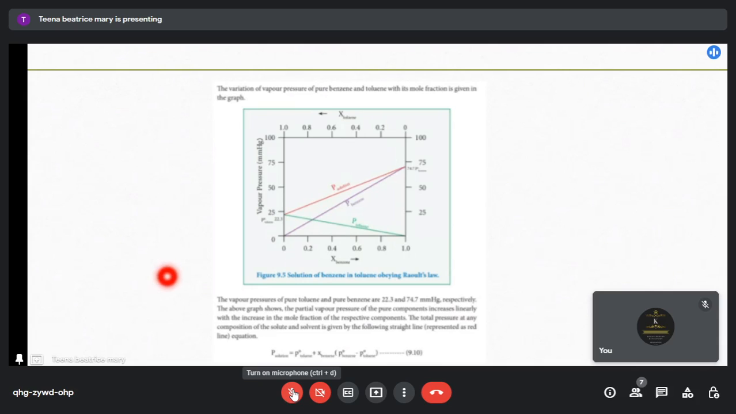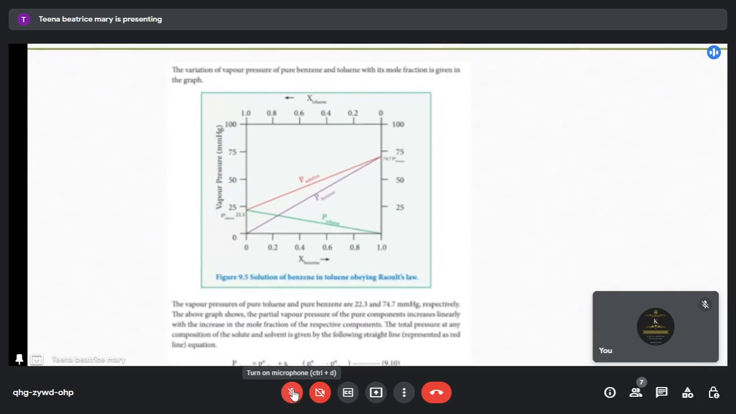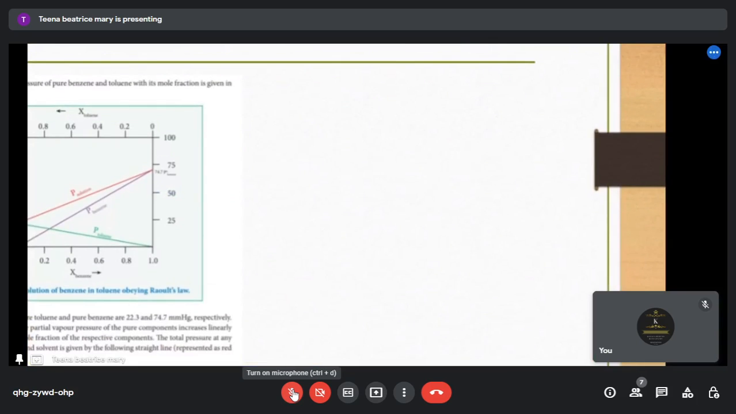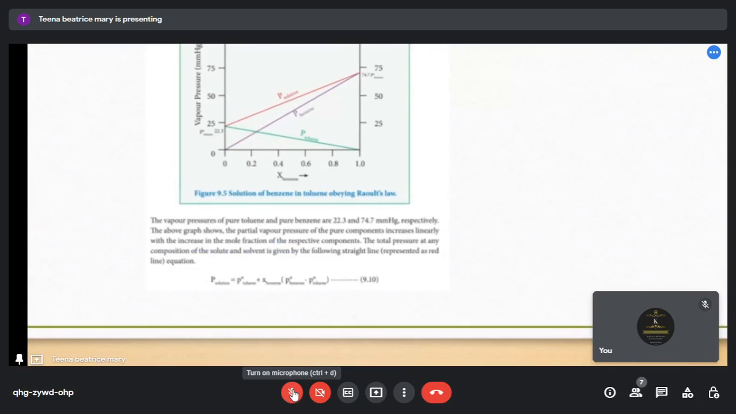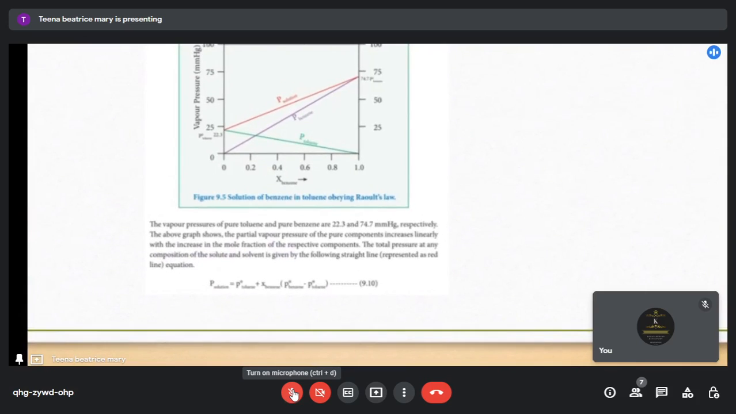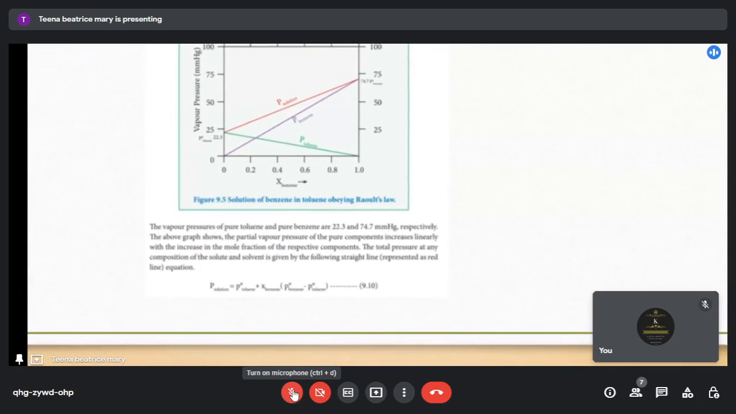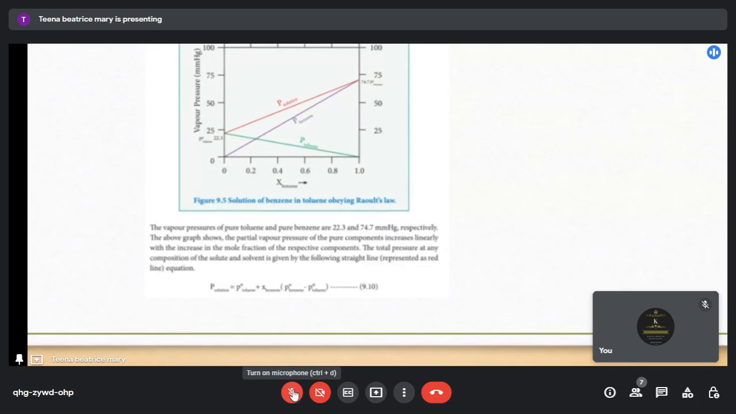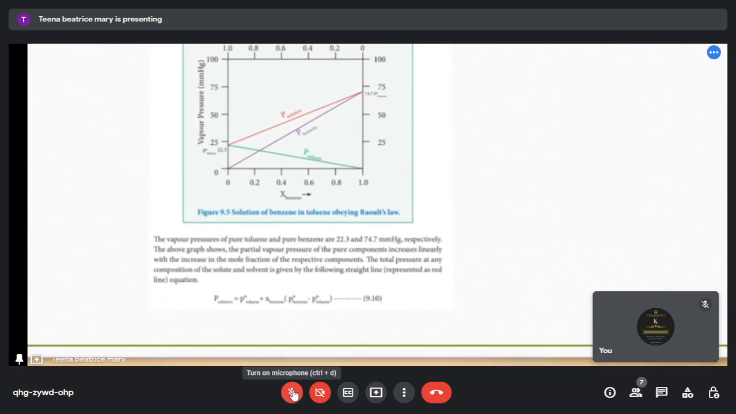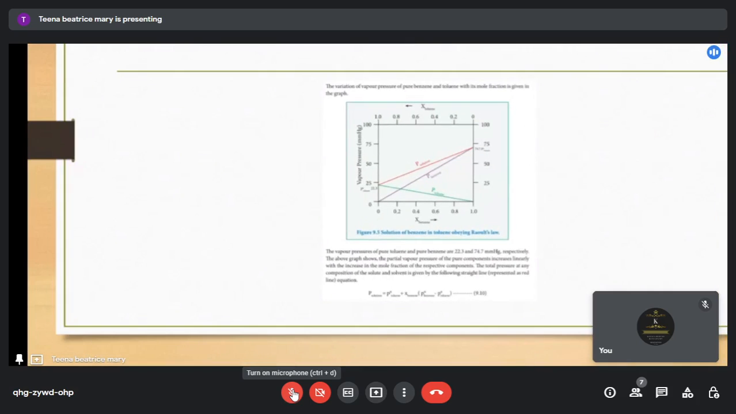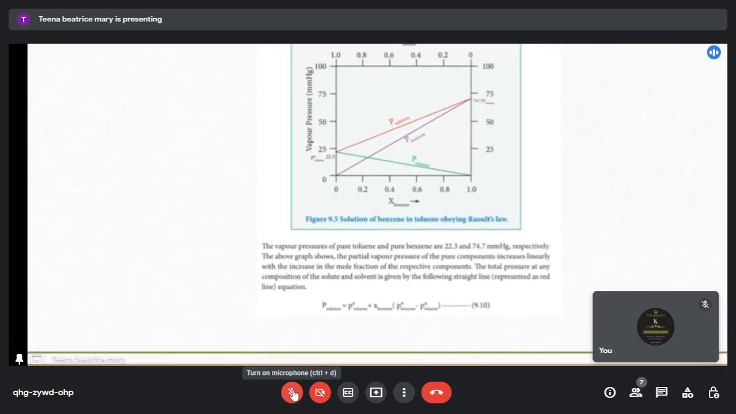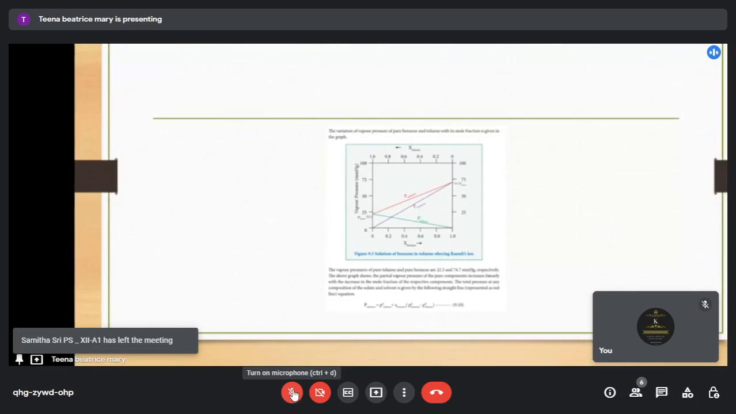So P solution is P naught toluene plus X benzene into (P naught benzene minus P naught toluene). Is it visible? Please widen it and check, it is not very clear. So P solution is P naught toluene plus X of (P naught benzene minus P naught toluene). This is the expression we get.